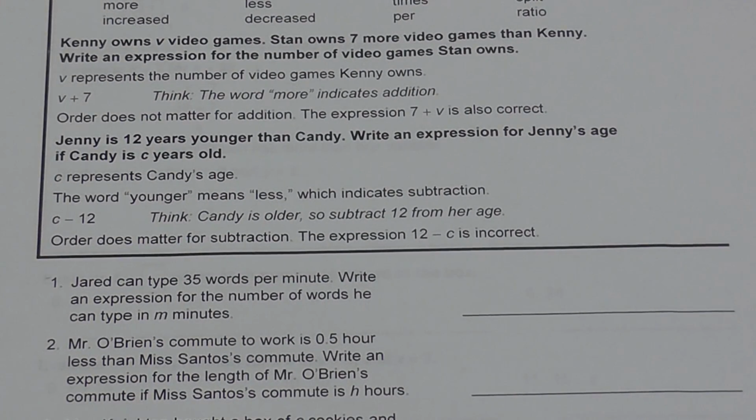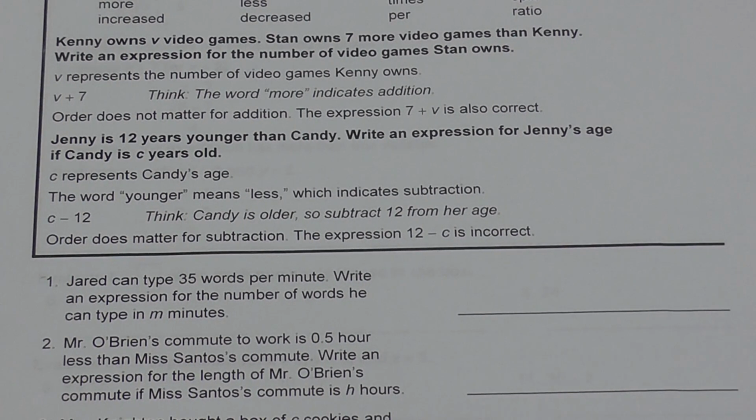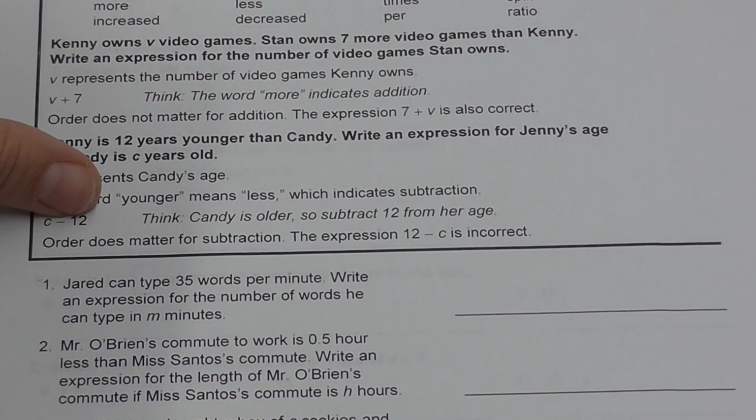If we were translating Jenny is 12 years younger than Candy. So write an expression for Jenny's age if Candy is C years old. So C represents Candy's age. Younger than, when we're talking about age, means less than, so I'm going to take away years, which means I'm going to do subtraction. So Candy's age minus 12 years, so Candy's older, so I need to subtract the 12. That's subtraction, so C minus 12 would be the expression.